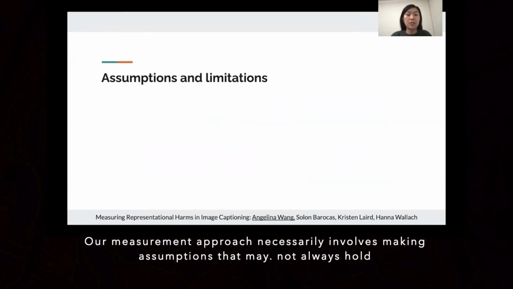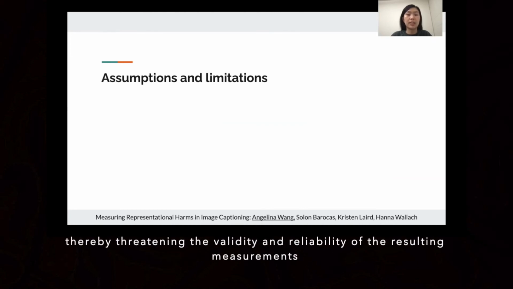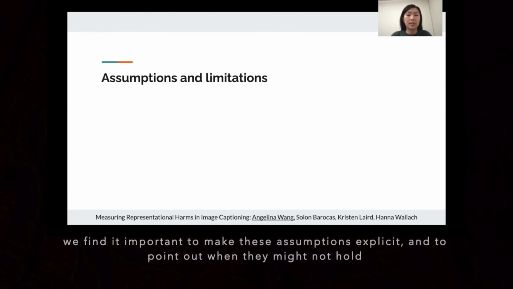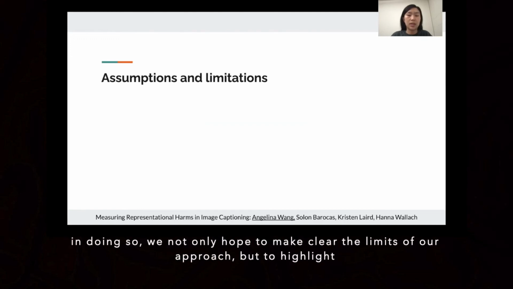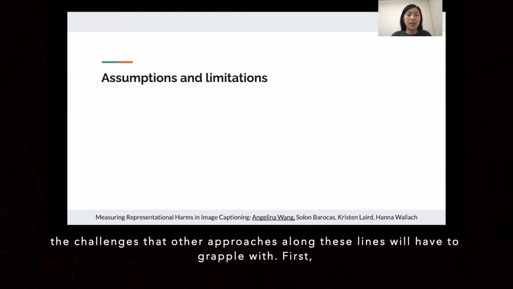Our measurement approach necessarily involves making assumptions that may not always hold, thereby threatening the validity and reliability of the resulting measurements. We find it important to make these assumptions explicit and to point out when they may not hold. In doing so, we not only hope to make clear the limits of our approach, but to highlight the challenges that other approaches along these lines will have to grapple with.